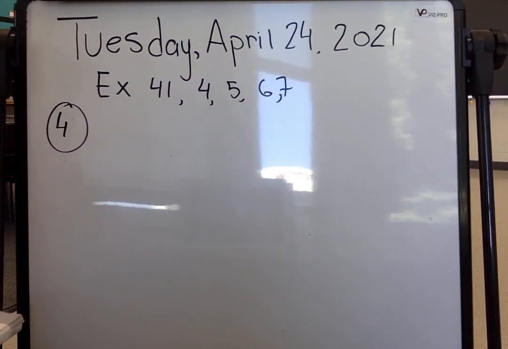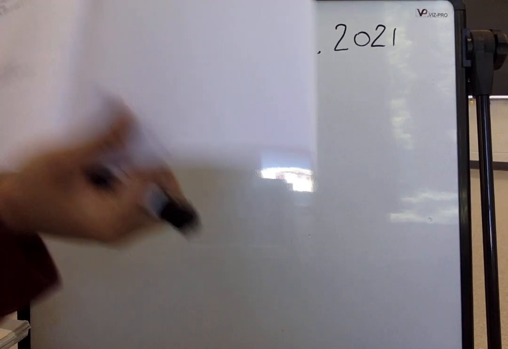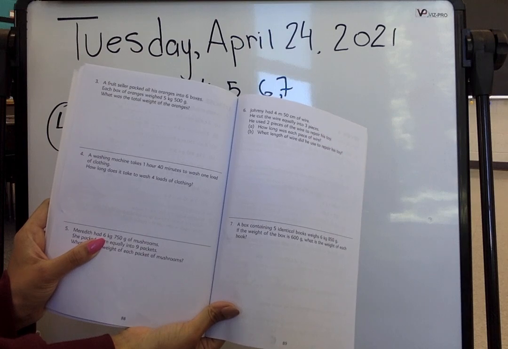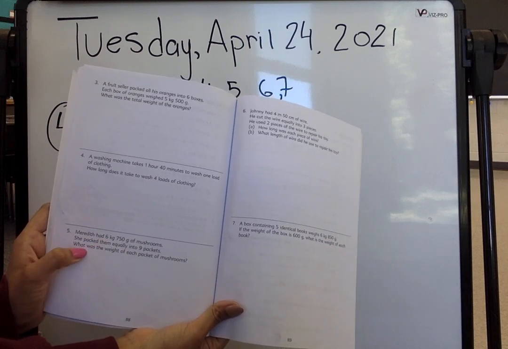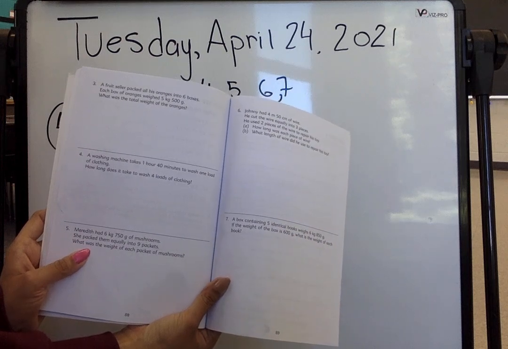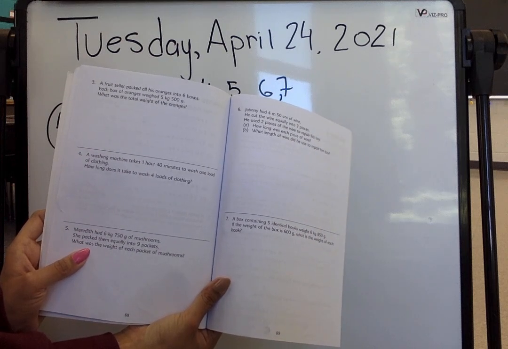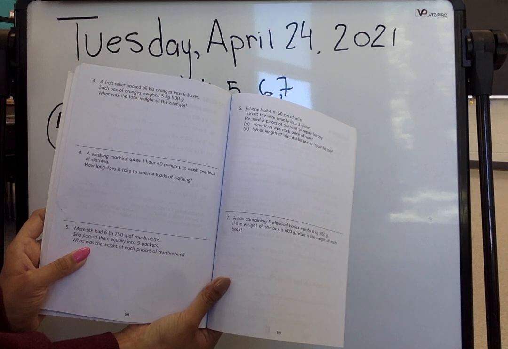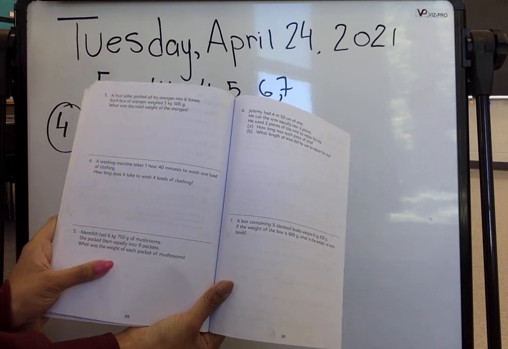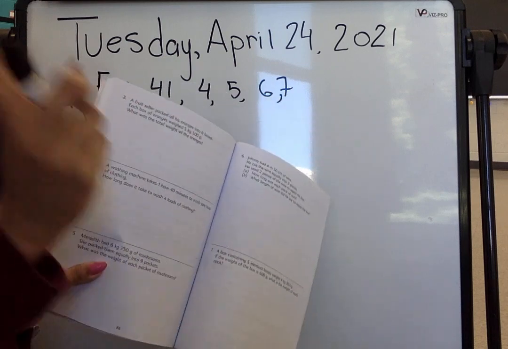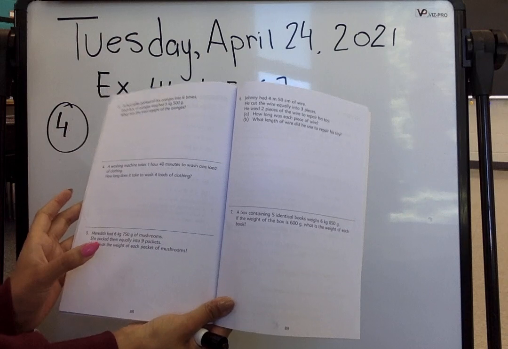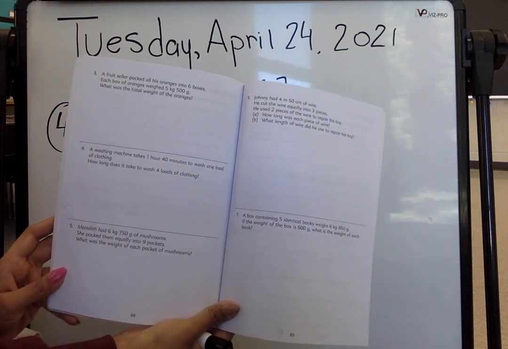Okay, so question 5 says, Meredith had 6 kg, 750 grams of mushrooms. She packed them equally into 9 packages. What was the weight of each packet of mushroom? Now, since we are going from 9 packets to 1 packet, they want to know, well, what was one packet's weight? We are going to divide it.